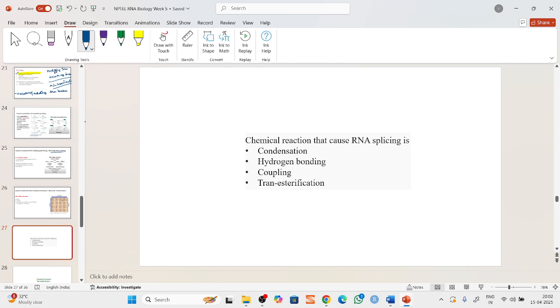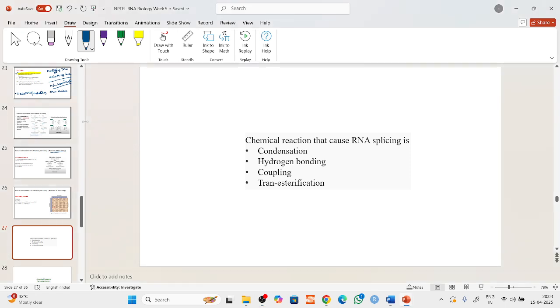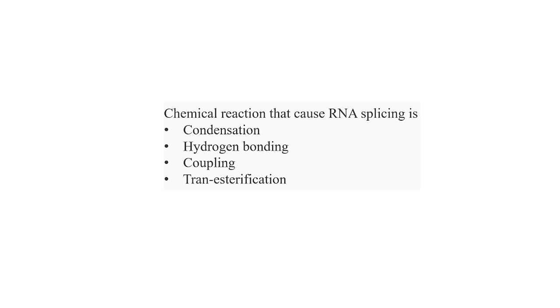Okay. First question: the chemical reaction that causes RNA splicing is A. Condensation, B. Hydrogen bonding, C. Coupling, and D. Trans-esterification reaction. We have studied this many a time. So tell me, what is the chemical reaction that causes RNA splicing? Condensation, hydrogen bonding, coupling, or trans-esterification reaction?